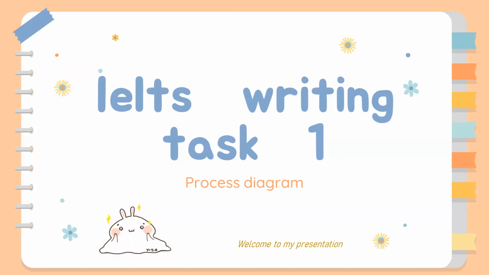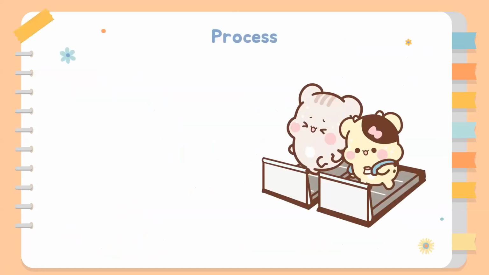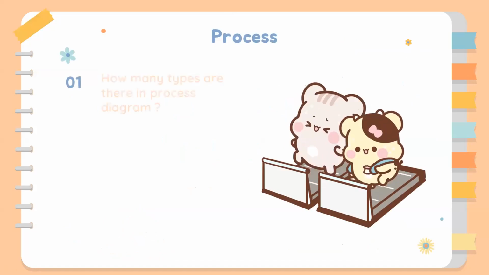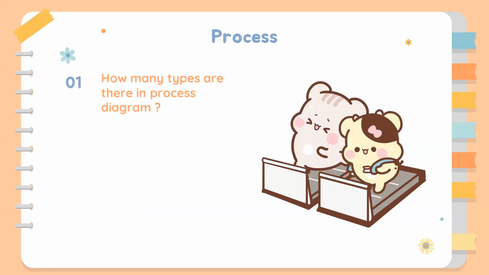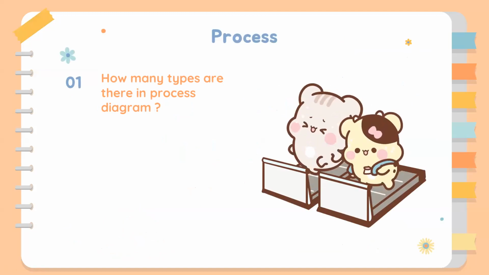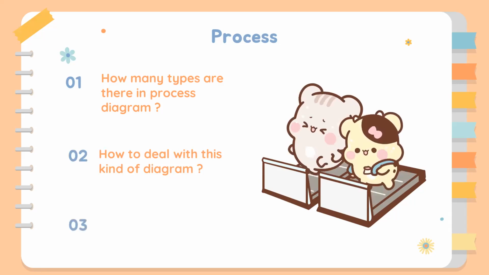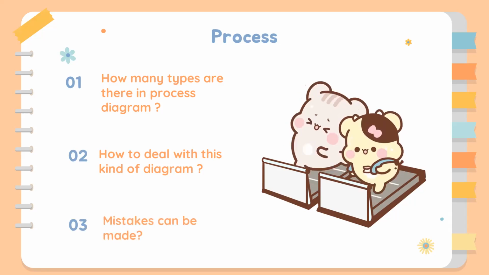It's my turn to show you how to cope with one of the most tricky diagrams in the Writing Task 1, which is the process. So now I would like to introduce my route. Firstly, I will go through how many types there are in the process diagram. Second of all is how to deal with this kind of diagram. And finally, the mistakes that can be made.